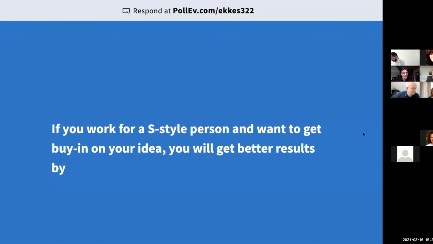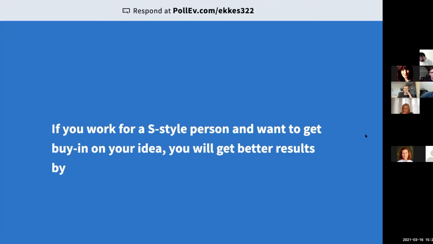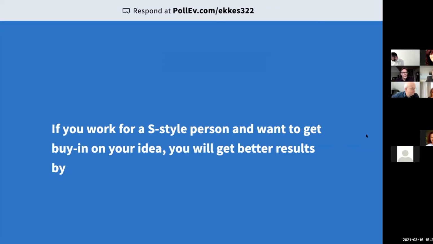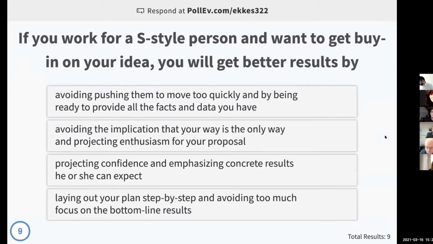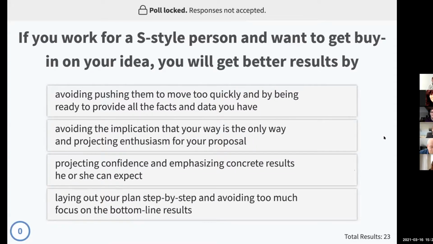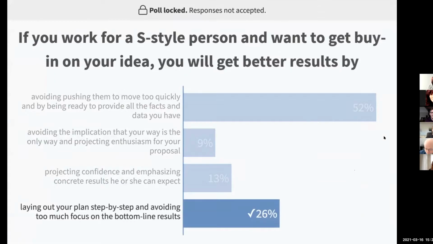Now, probably it's the last one. If you work for an S-style person and want to get buy-in on your idea, you will get better results by... You want to get buy-in from steady people, supportive style people. So what is most relevant? Here is a bit too much to read, but hopefully we can do it. Yeah, again, this was a bit difficult.